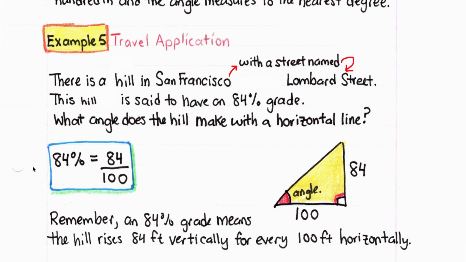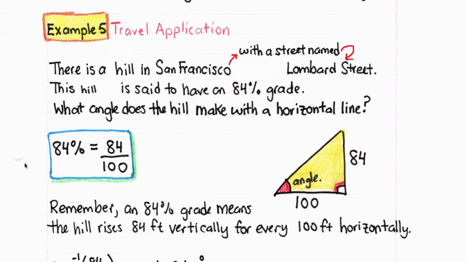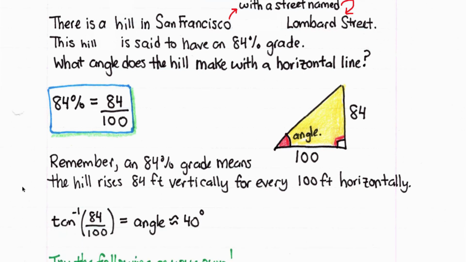Example 5, travel application. There is a hill in San Francisco with a street named Lombard Street. This hill is said to have an 84% grade. Now remember, the hill has the grade of 84%. On Lombard Street, they actually have created 8 little sideways turnabouts so that people can actually get up this hill. So the grade of the street is different from the grade of the hill. We're just looking at the hill. Question: what angle does the hill make with a horizontal line?